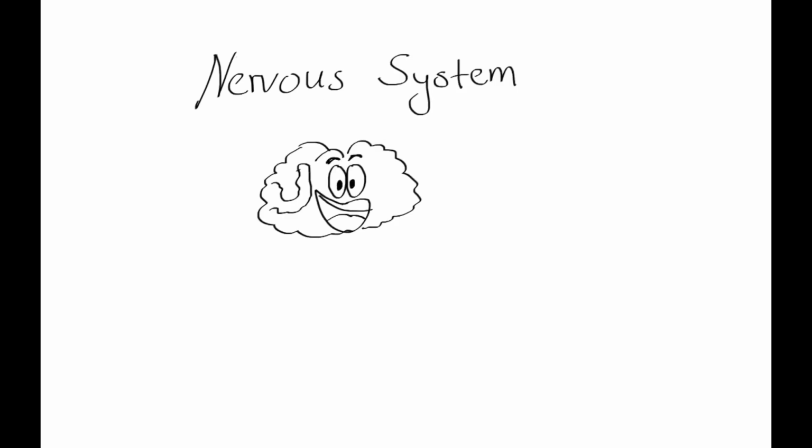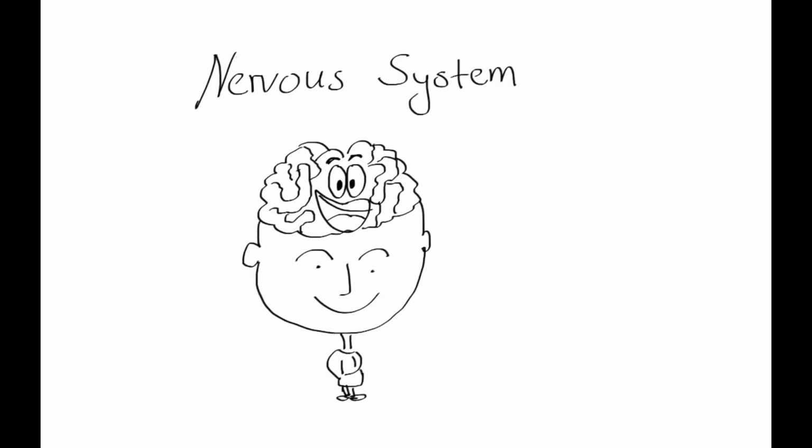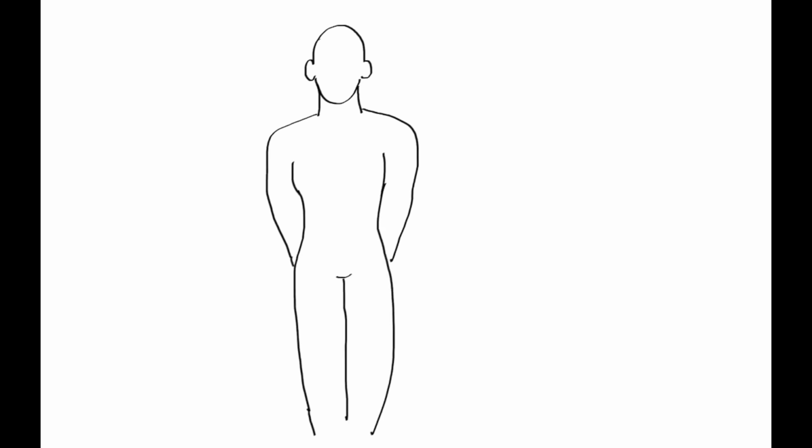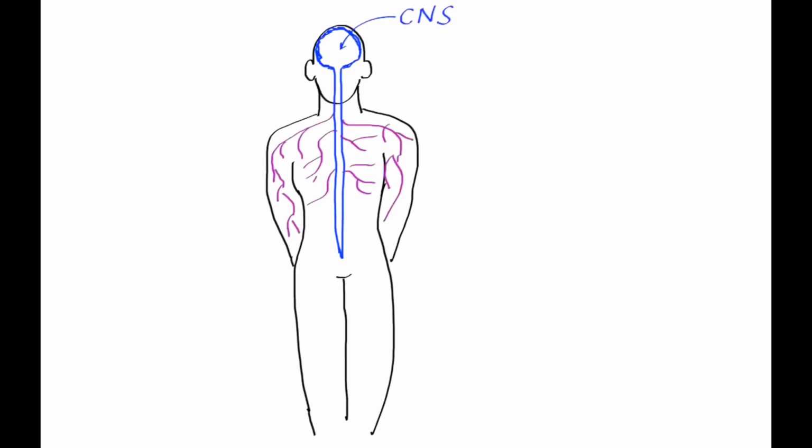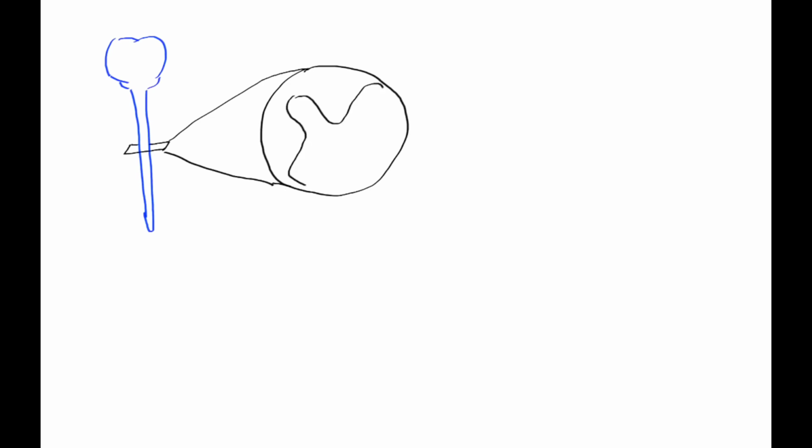In this video, I want to talk about the nervous system. Our nervous system is a complex network that coordinates our body's voluntary and involuntary actions and transmits signals between different parts of the body. It is divided into two anatomical divisions: the central nervous system, CNS, which consists of the brain and the spinal cord, and the peripheral nervous system, PNS, which consists of all the nerves and neurons outside of the central nervous system.